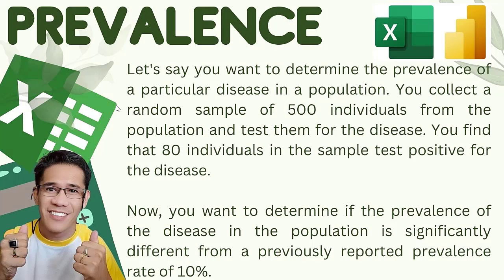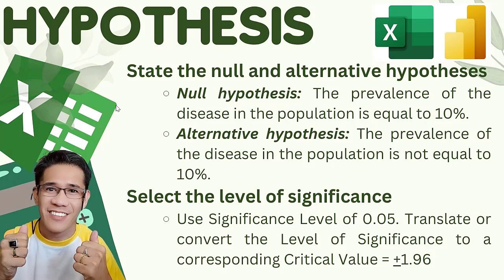Okay? So, these are the hypothesis testing steps. The first is that you need to state the null and the alternative hypothesis. The null hypothesis states that the prevalence of the disease in the population is equal to 10%. The alternative hypothesis is that the prevalence of the disease in the population is not equal to 10%.